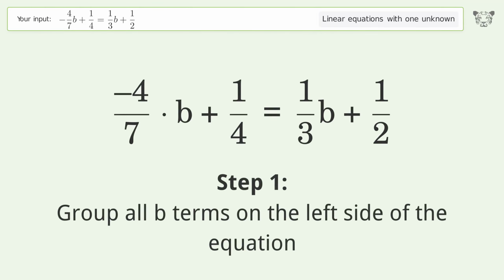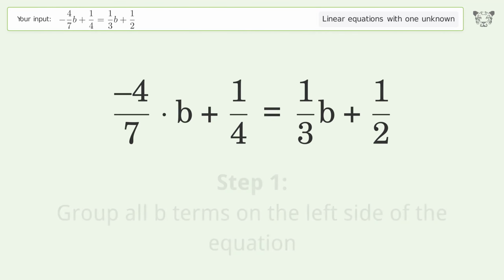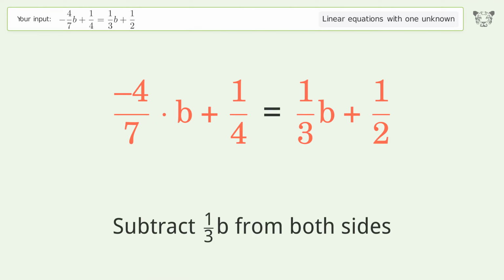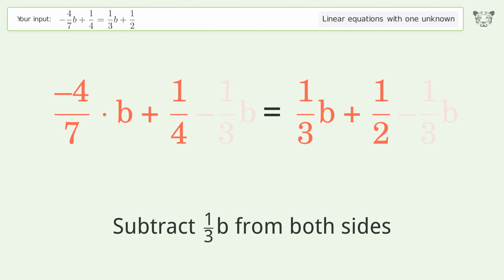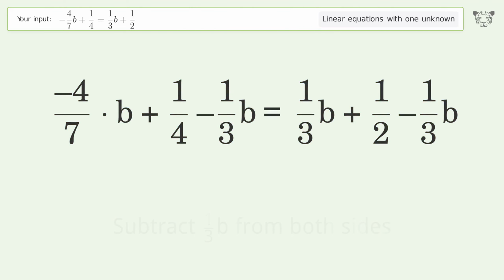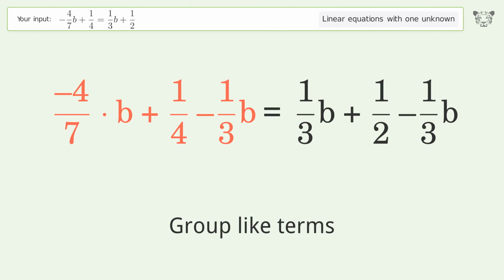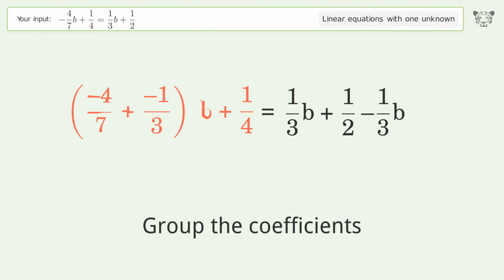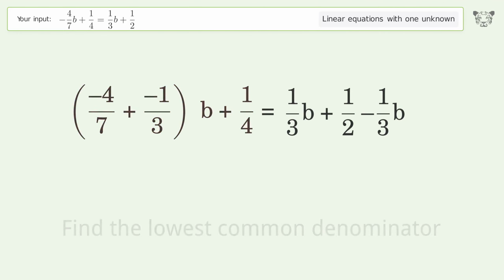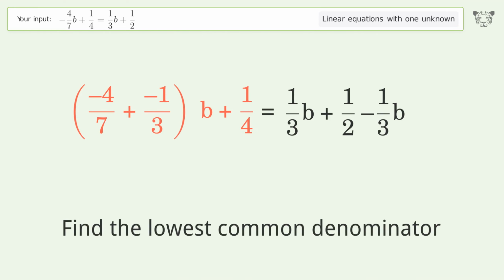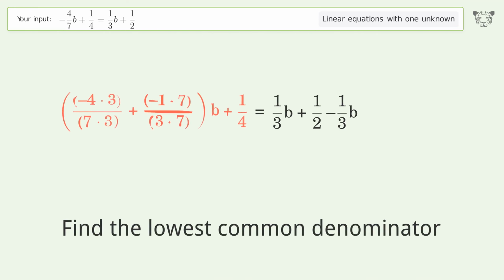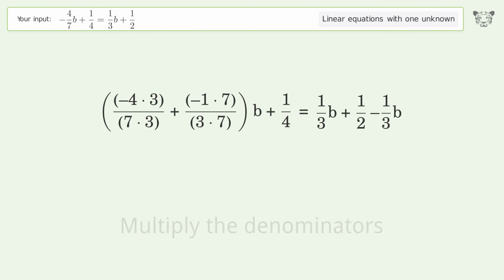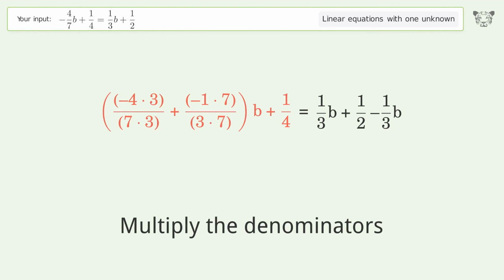Group all b terms on the left side of the equation. Subtract 1/3b from both sides. Group like terms. Group the coefficients. Find the lowest common denominator. Multiply the denominators.